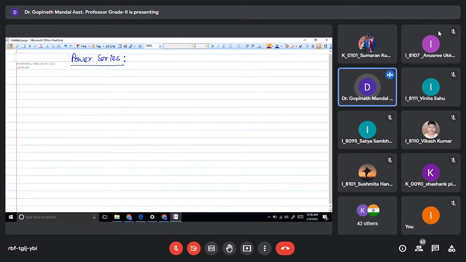So what is a power series? A series of the form a0 plus a1x plus a2x square, this type of series, an x to the power n and so on. This is a power series in x.